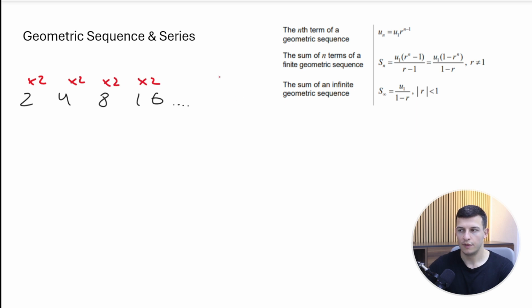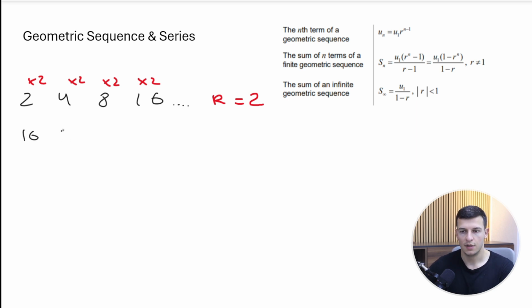In arithmetic sequence we called this the difference and used D as a letter to show it. But here we're going to show it with R. So R here is going to be equal to 2, meaning we get the next value by multiplying the previous one by 2. Now, sometimes this is an increasing sequence. We can also have a decreasing one.